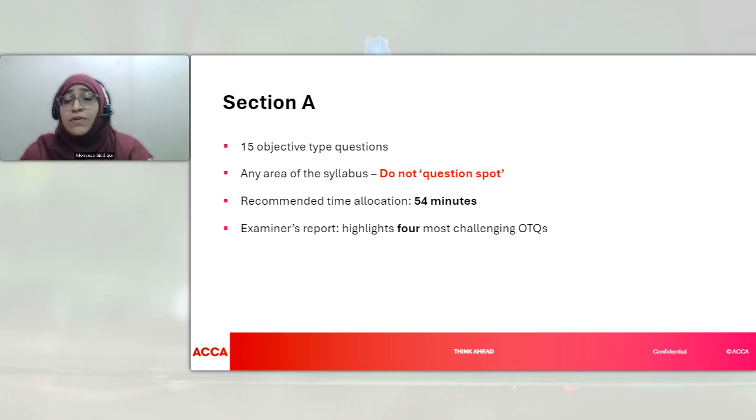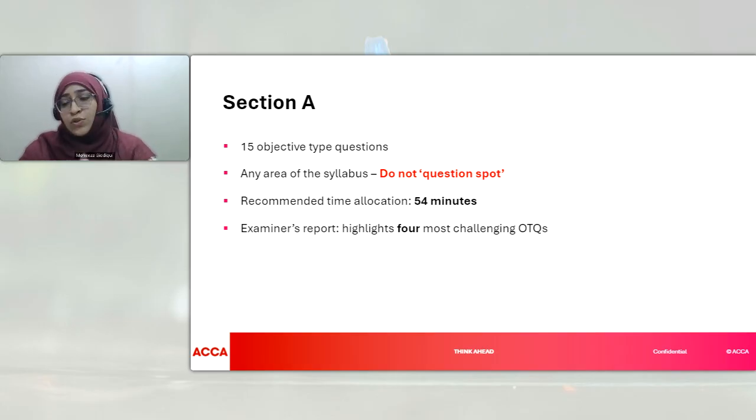Once the 54 minutes are up, it is strongly recommended that you move on to the next section. Don't take up too much of your very valuable time on questions that you're clearly struggling with. You can always flag them, that feature is available, and come back to them at a later stage. But what's ideal is that once the 54 minutes are up, and if you started with section A, you move on to section B.